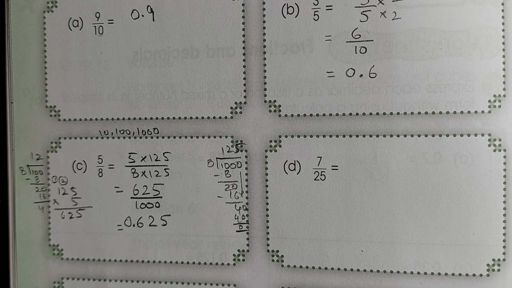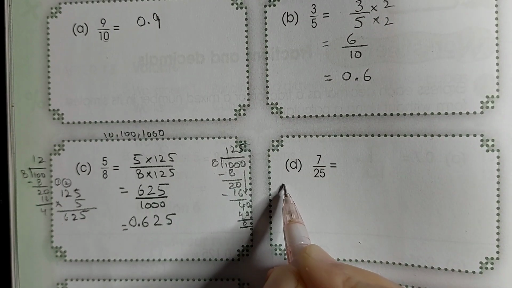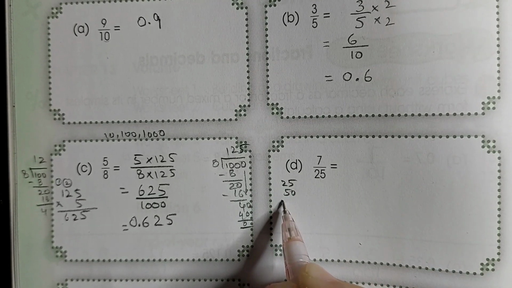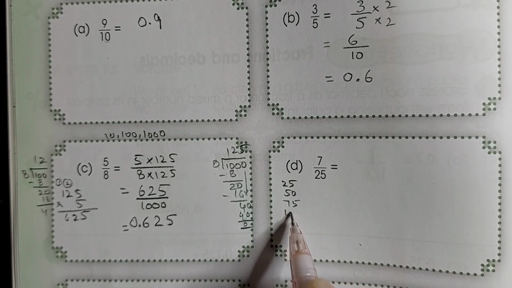Now move on to part D. 7 upon 25. Again we have to change 25 into either 100 or 1000. So what will we do? We have to check with which number we multiply 25 so that we get 100. All of you know the 25 table. 25 ones are 25, 2s are 50, 3s are 75 and 4s are 100.